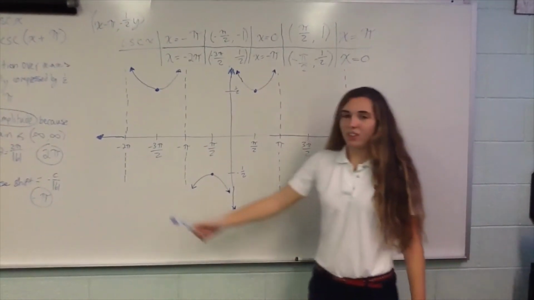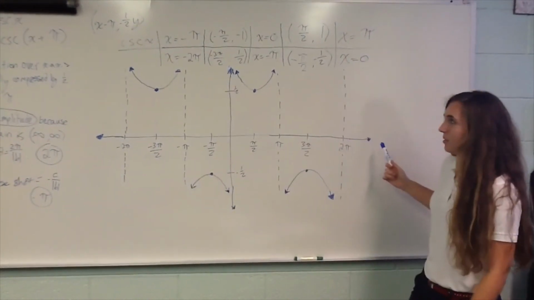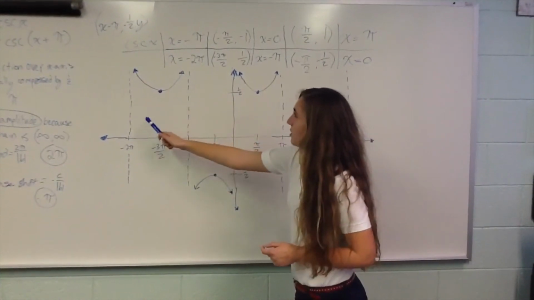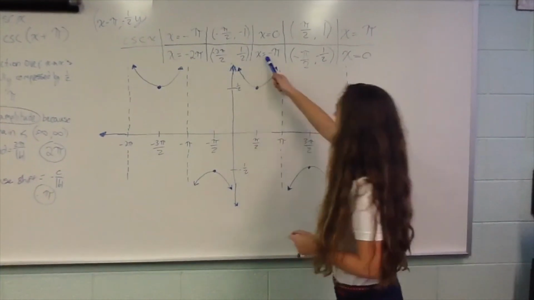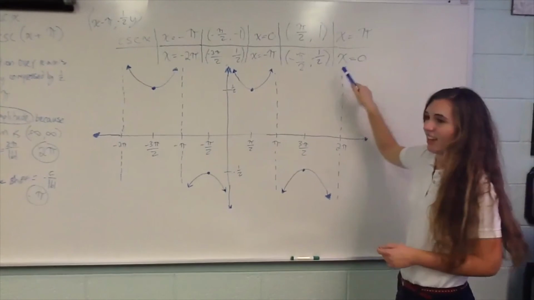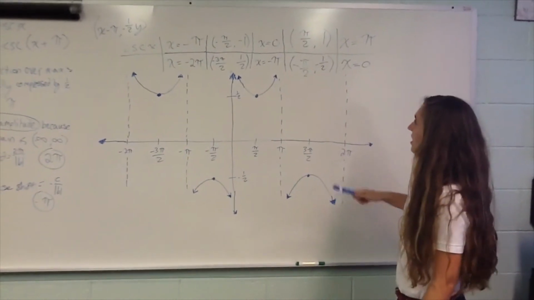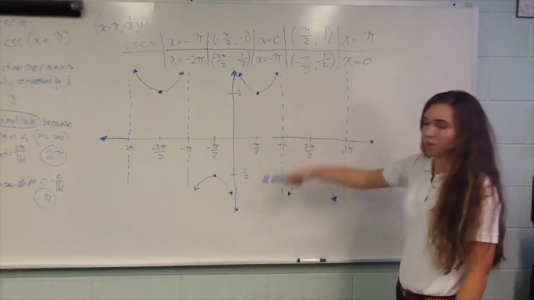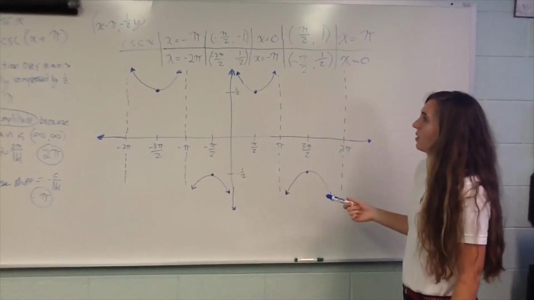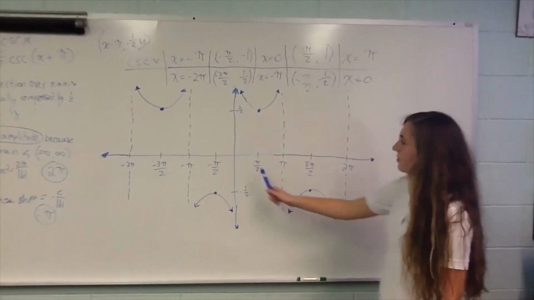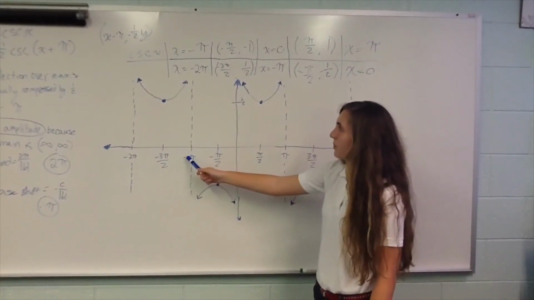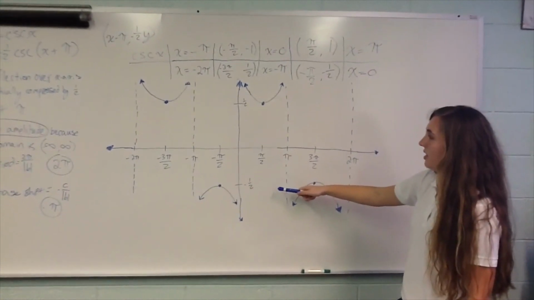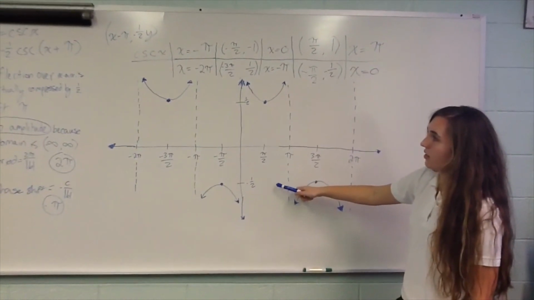And then Kyle has already graphed this out, but we can see that these are the asymptotes in the x's, and then these are the maximums and the minimums for our cosecant equation. And we can see that it has shifted this way, negative pi, and it has been vertically compressed.